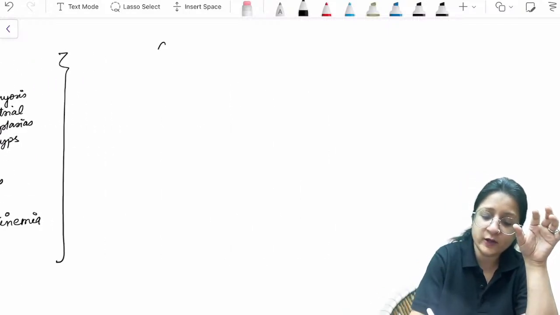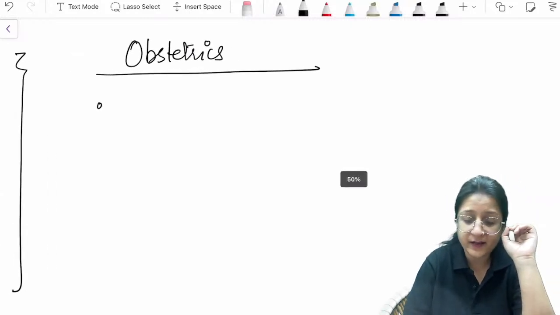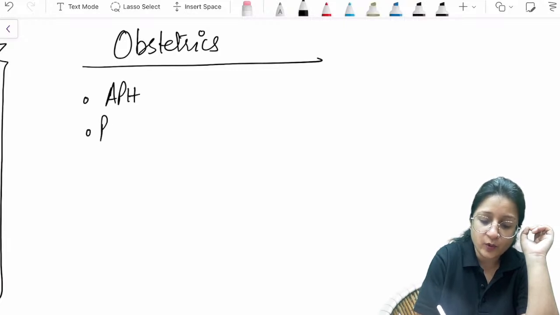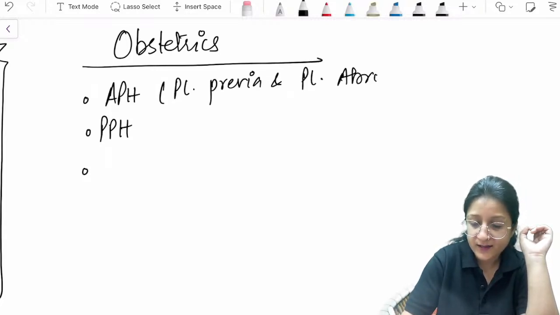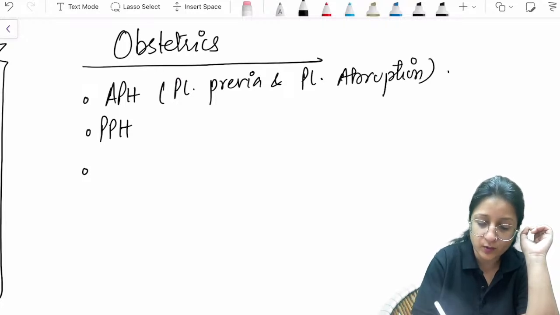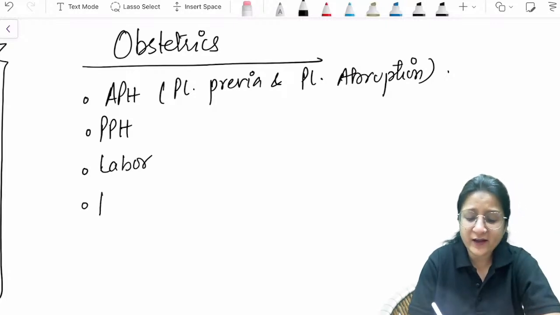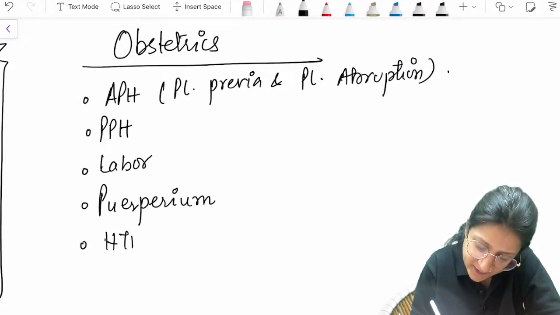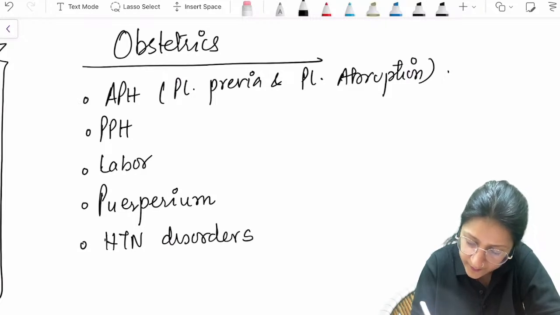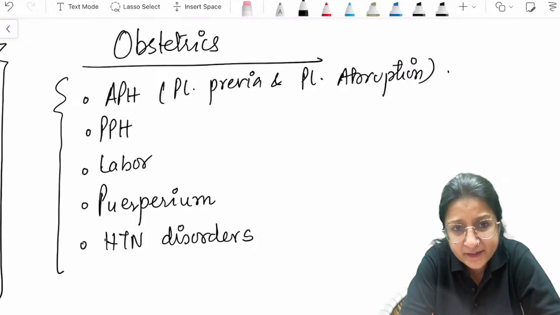And if you look at all the obstetrics that we have done, that is all very important. Your antepartum hemorrhage, your postpartum hemorrhage, these are important topics. Antepartum hemorrhage meaning placenta previa and placental abruption. Then you have labor, then you have puerperium. These are important topics. Hypertensive disorders of pregnancy, important topics. All of this has been covered with you in great detail yesterday, right?